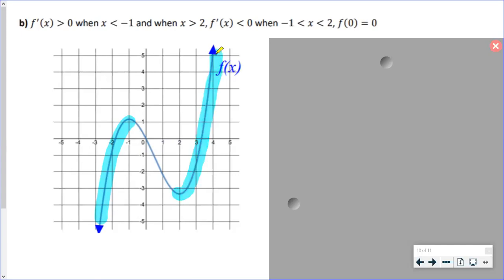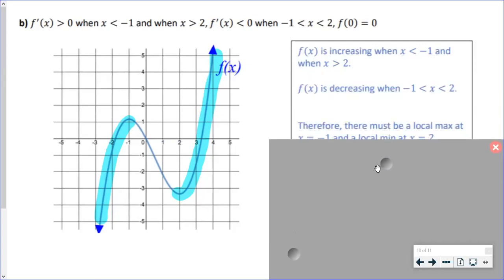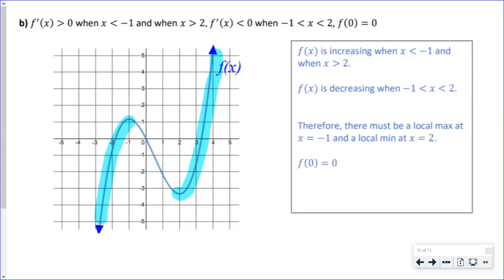is greater than 2. F prime of x is less than 0 or below the x-axis in between the interval -1 and +2. That means our original function has to be decreasing in that interval. Therefore, we have to have a local maximum at x is equal to -1 and x is equal to +2 to justify what we know about the derivative function.